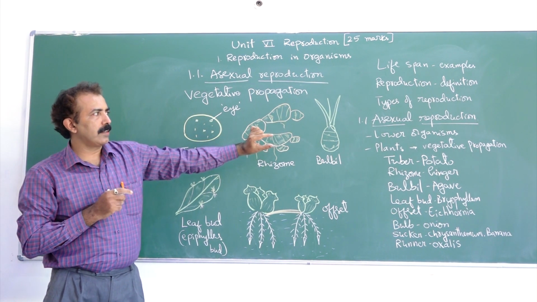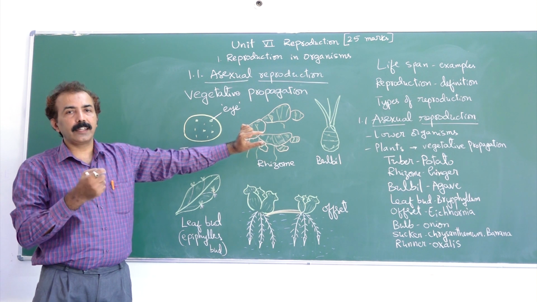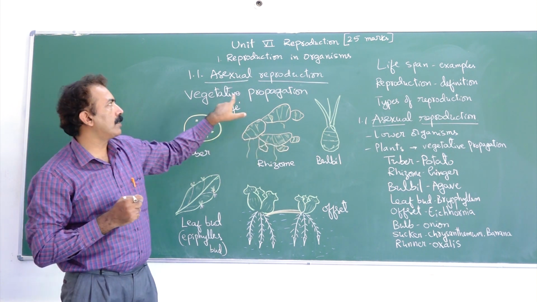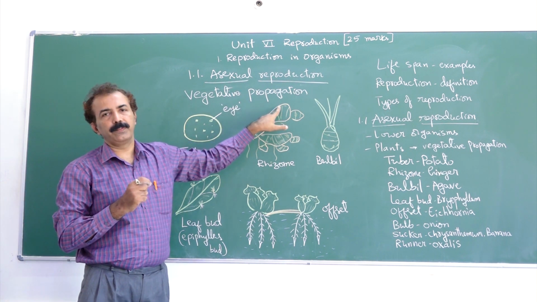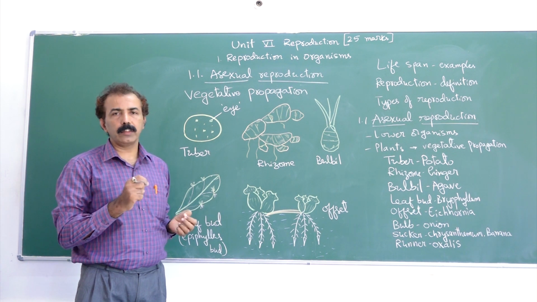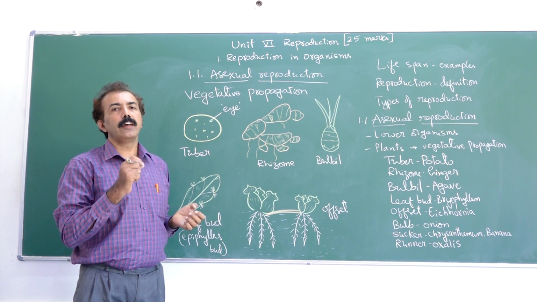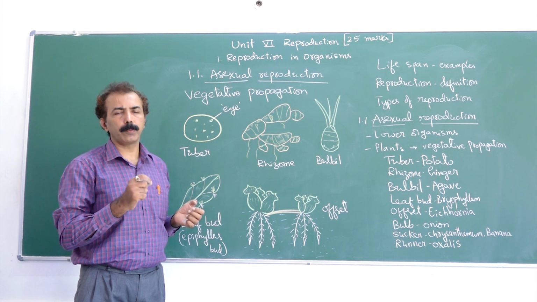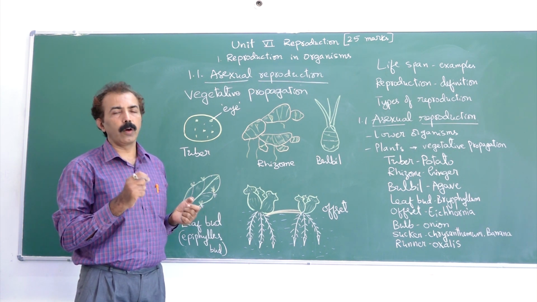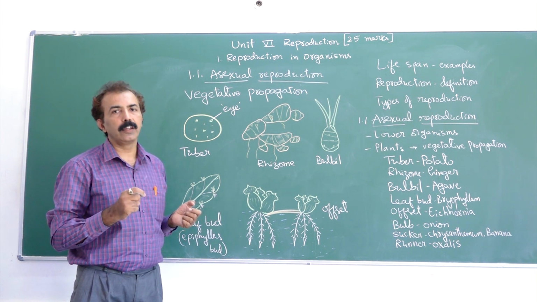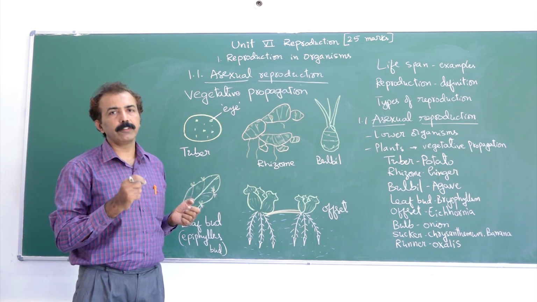Reproduction in plants, we prefer to use a better term than asexual reproduction, and the term we use is vegetative propagation. The definition is, when an ordinary plant part functions as a reproducing structure, we call it vegetative propagation.